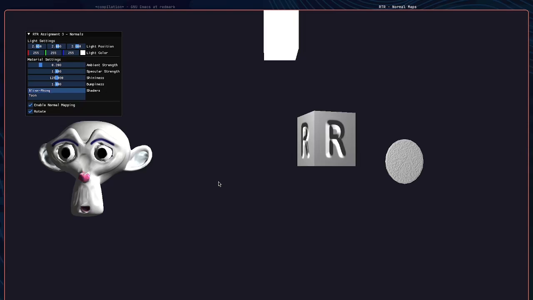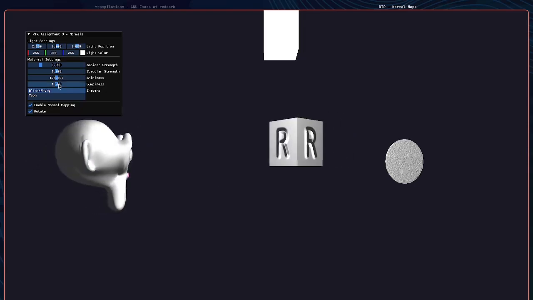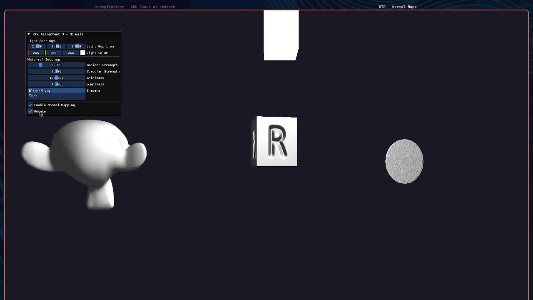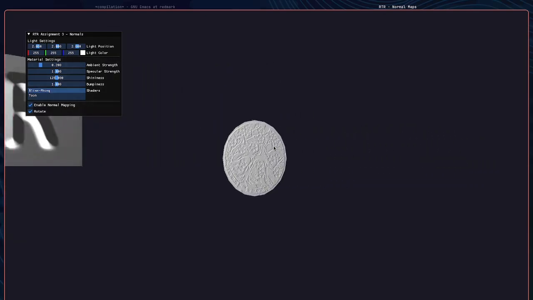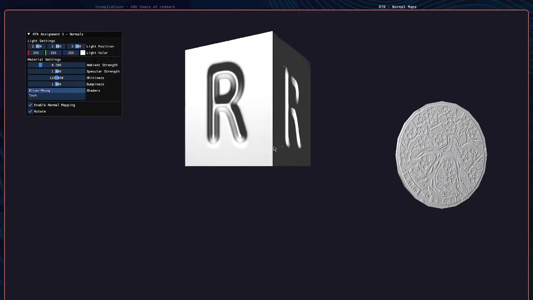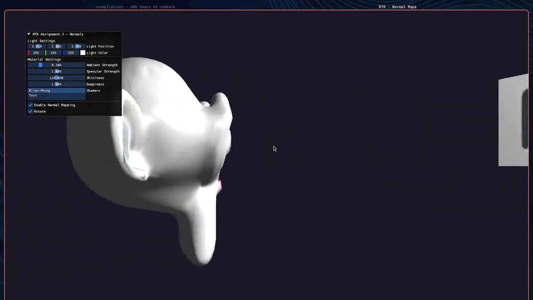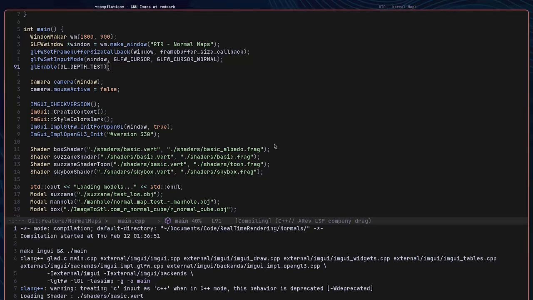What are normal maps? Normal mapping is a technique for adding surface details without additional geometry. Every surface in 3D graphics has normal vectors, directions perpendicular to the surface, that determine how light interacts with it. A normal map stores these normal vectors as RGB colors in a texture.